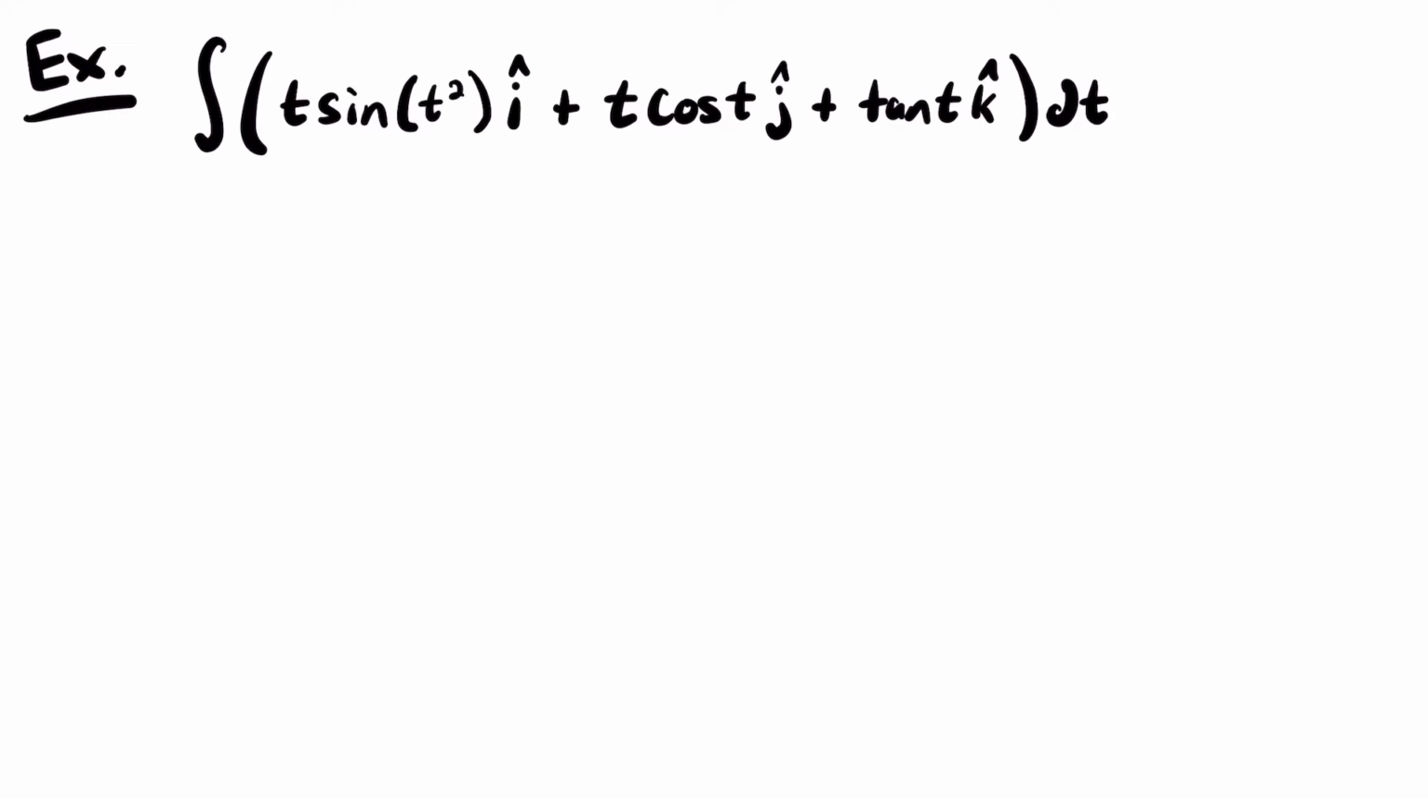Here's what I mean by that. Let's start with the integral of the x component. We have the integral of t sine of t squared dt. What we have here is, for one thing, a product of two functions, and we also have a composite function, or sometimes you'll hear it called a nested function, right? We have this t squared inside of the sine function.